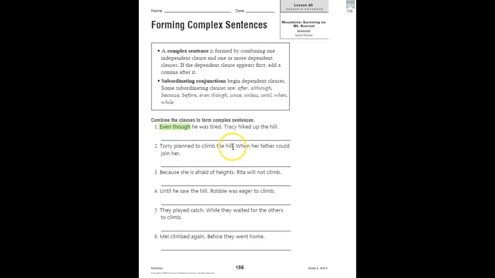Tori planned to climb the hill when her father could join her. Okay? So here we know that Tori planned to climb the hill is the independent, and when her father could join her is the dependent. And here is our subordinating conjunction, when. You need to make this period a comma and uncapitalize the W in when. Alright, so you are going to work on the rest of this and have your learning adult check your work.